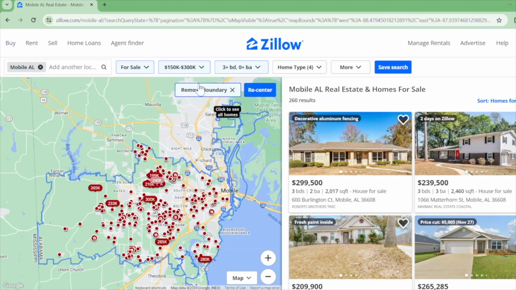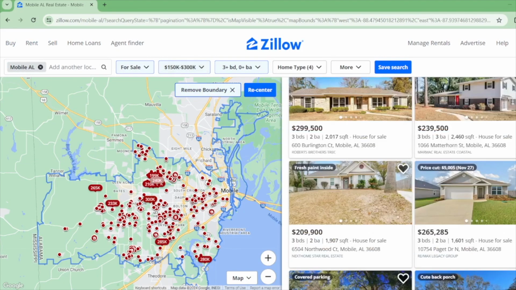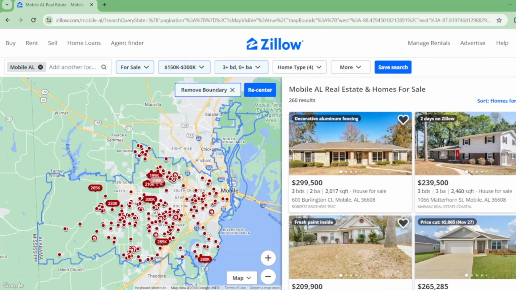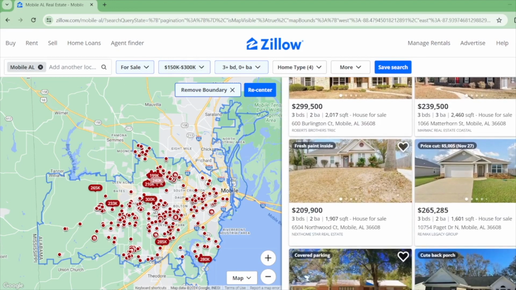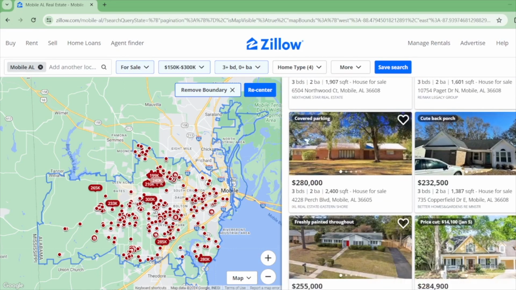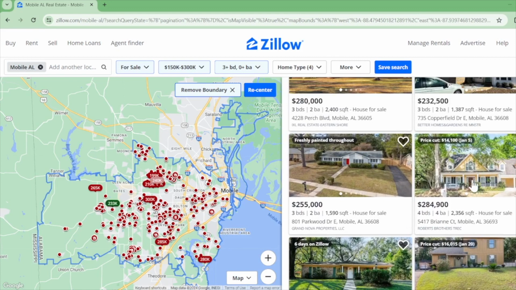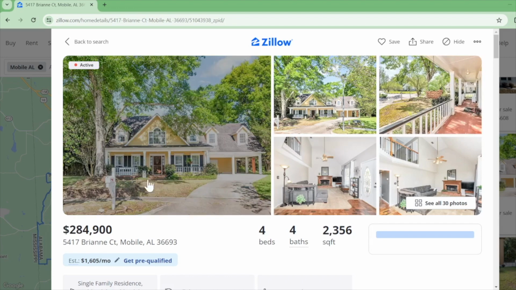Okay, so here we go. My prices are between $150,000 to $300,000. And already I see a couple of homes that I really, really like. Price ranges are really good. 3-bedroom, 2-bathroom. All right, so I'm looking at the pictures real quick. Which ones do I want to look at? Oh, this one looks super nice. My goodness. $284,000 for a 4-bedroom, 4-bathroom home. Let's look at this one. Wow, this one's super nice.